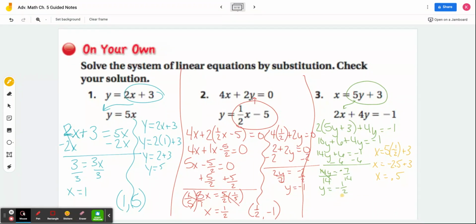Now, when we write this back out, we don't want a fraction and a decimal. So we either need to change them both to fractions or both to decimals. So here I would change them to fractions, most likely. So 0.5 is 1/2, and then negative 1/2.